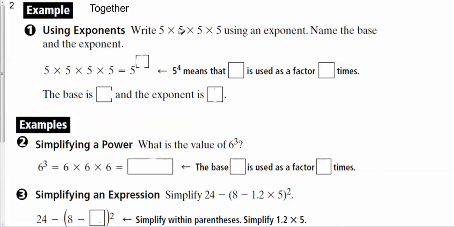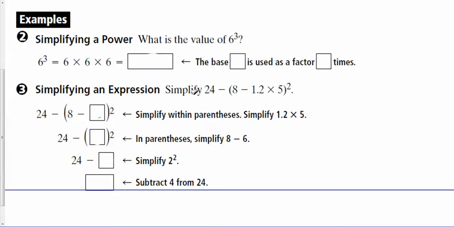So we're going to write 5 times 5 times 5 times 5 using exponents. Name the base and exponent. So the exponent is 4, because how many 5s are there? There's 4 5s. That means that 5 is used as a factor 4 times. So the base is 5 and the exponent is 4. It's not asking me to find the value of it, how much is it worth. It is just asking me to find the base and the exponent.